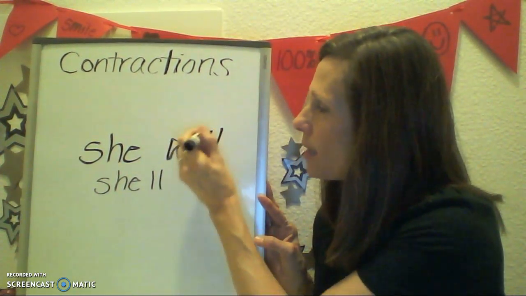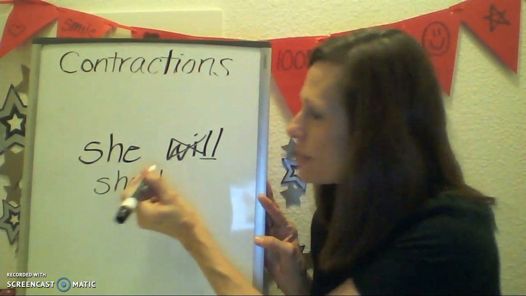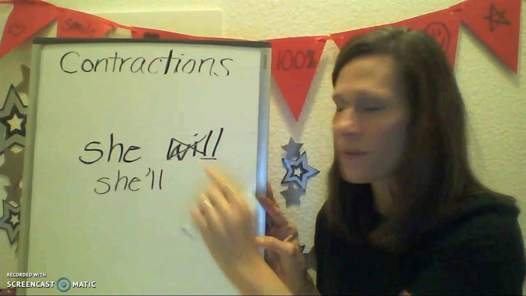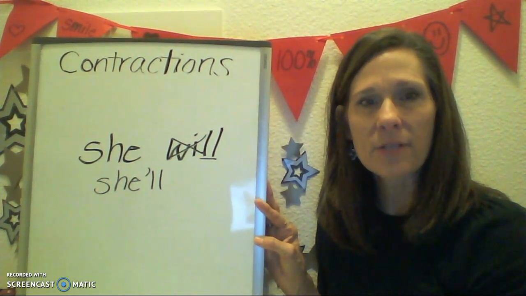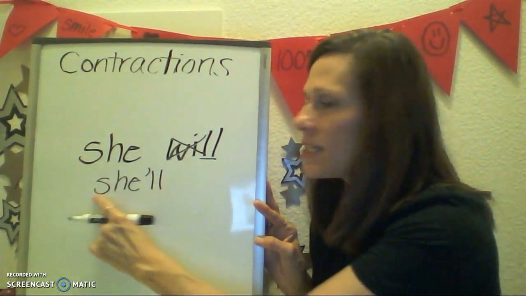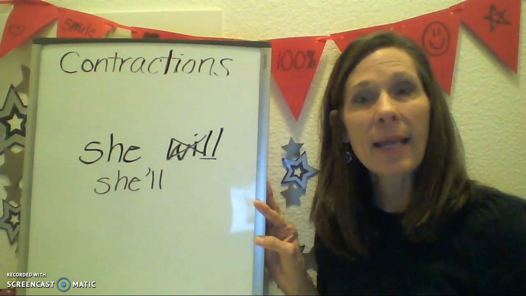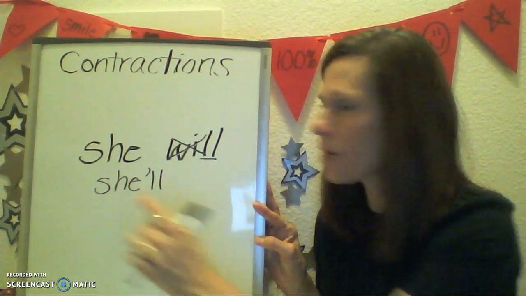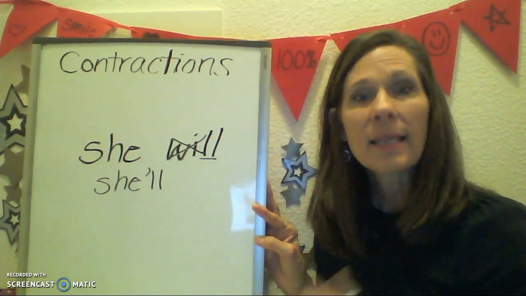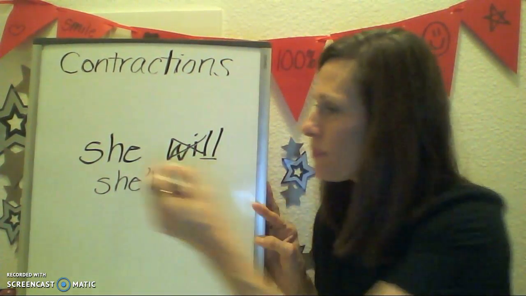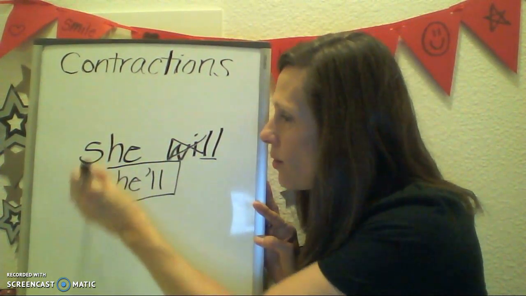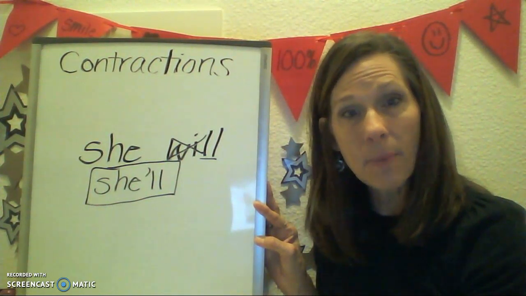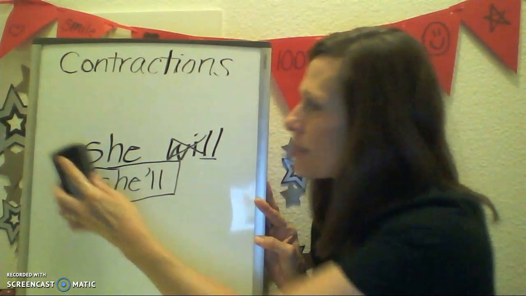So the letters that are missing are W-I, and the apostrophe goes right there in between because those letters are missing. It replaces the letters that are missing. So now I read it, she'll be by at 3 o'clock. So whether I say she will be by at 3 o'clock or she'll be by at 3 o'clock, the meaning of the sentence stays the same, right? And this right here is called a contraction. Two words together to make one smaller word with the use of an apostrophe.